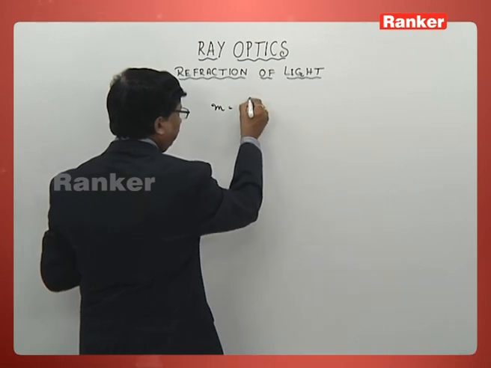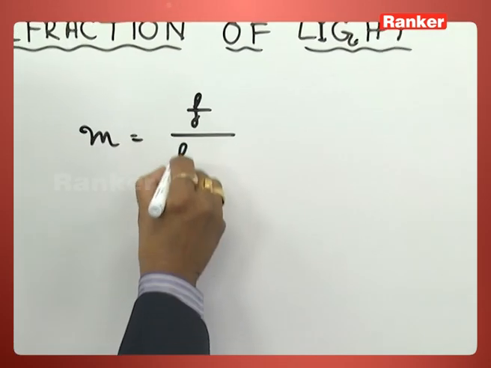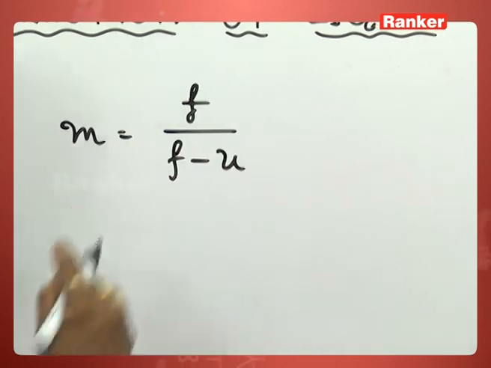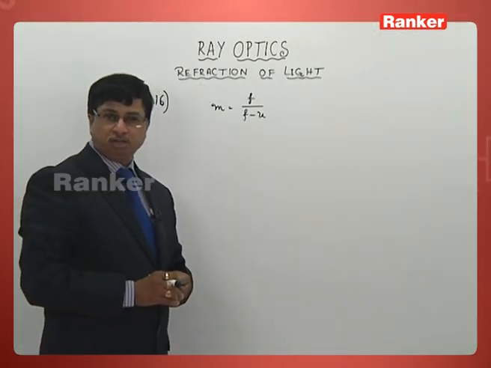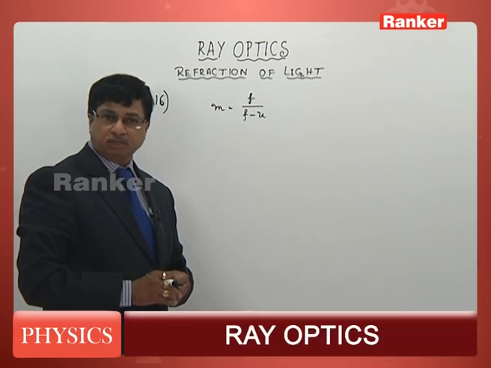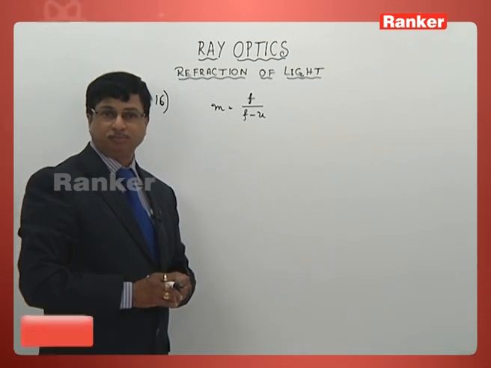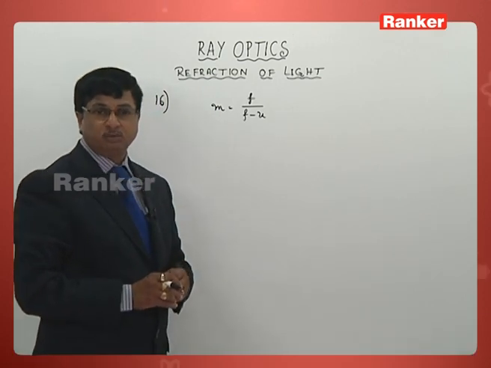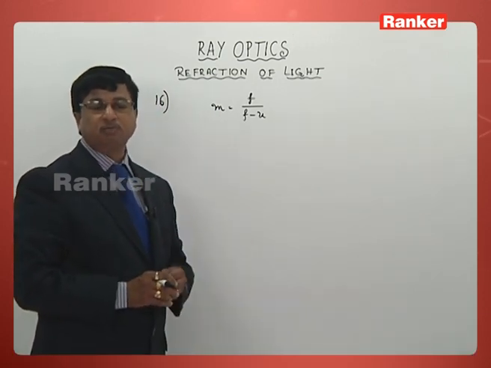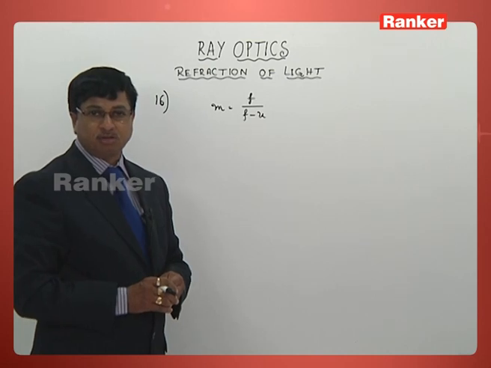That is nothing other than f by f minus u. There is a direct formula for magnification in terms of object distance and focal length. The same formula is valid for a concave mirror also. Here we are talking of a convex lens, nothing special.